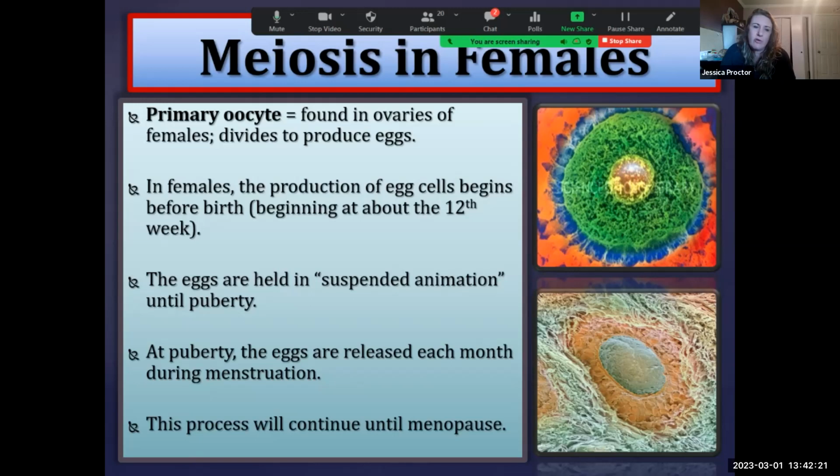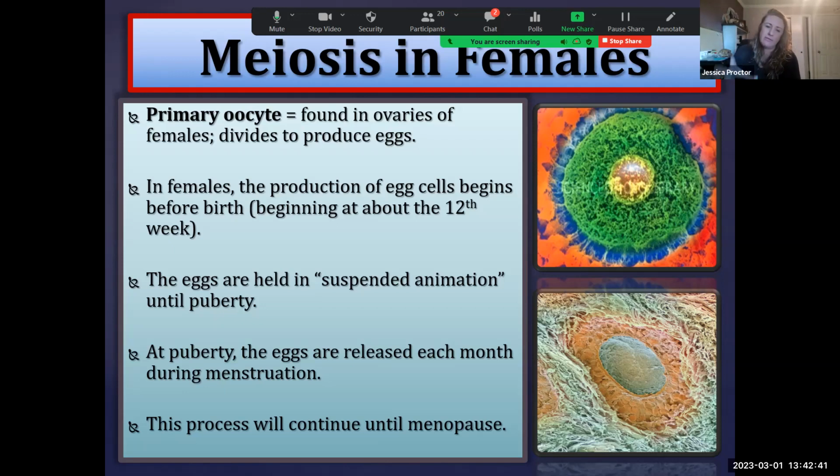So the onset of menstruation is called menarche. Menarche is when menstruation begins, when that 28-day cycle begins for females. So during that process, it's a 28-day cycle. And during that process, the eggs, if they're not fertilized, are released through menstruation.